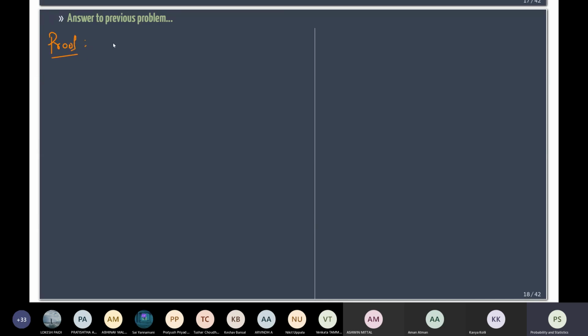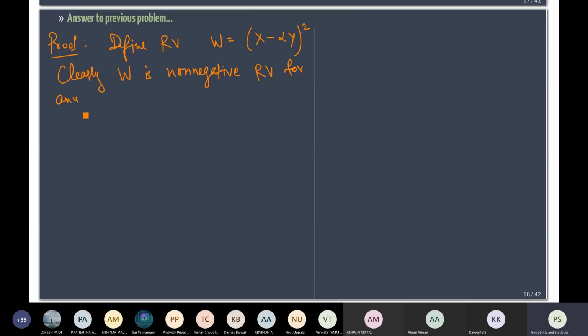The first step I will do is define a random variable W equal to (X minus alpha Y) whole squared. So clearly W is non-negative because of the square. It is a non-negative random variable for any alpha. Thus, since this is non-negative, the expectation is greater than or equal to 0. So expectation of W is greater than or equal to 0.